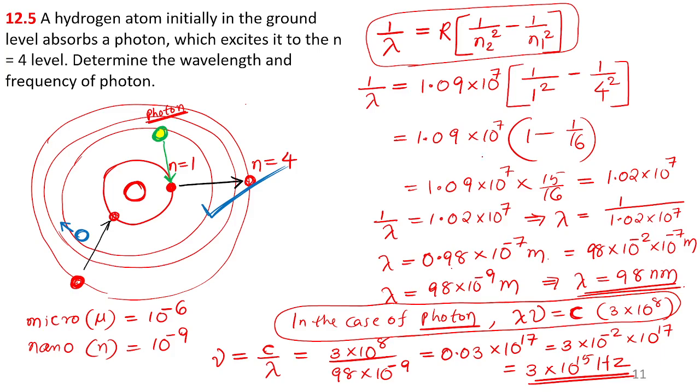Look at this question. I don't want to delete it, to save time let the entire solution be there. I will explain it line by line. A hydrogen atom initially in the ground level absorbs a photon which excites it to n equal to 4. Determine the wavelength and frequency of the photon.